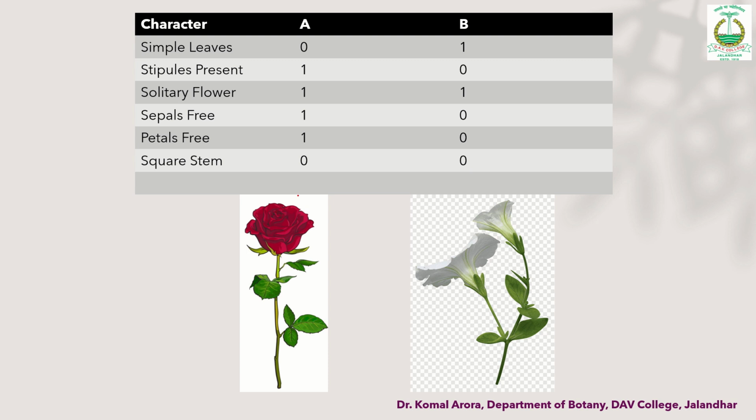For example, suppose we have these 2 flowers. You are well aware this is rose, this is petunia. Petunia has simple leaves, while in A we have compound leaves, so here we will put 0, here 1. Stipules are present in rose, not present in petunia. The flower is solitary in both. Sepals are free in one; in the other they are not free, meaning they are fused. Petals are free in one, and not free, fused, in the other. Squarish stem is not present in either of them.